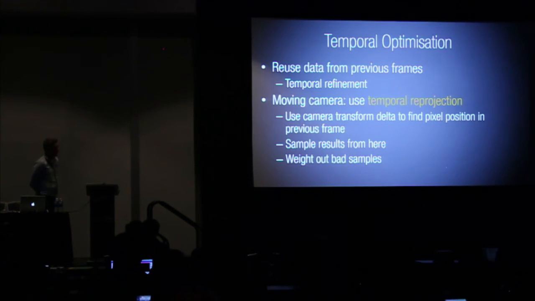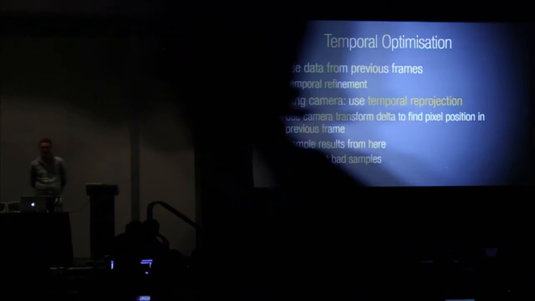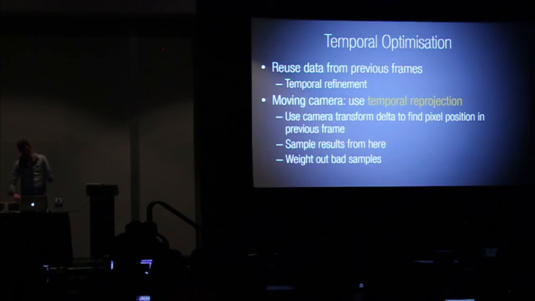which is great, but obviously the thing's changing, so you need to be able to weight out values which didn't exist in the previous frame or did exist in the previous frame and don't exist in the new frame. So you need to be able to work out if a sample really did exist.